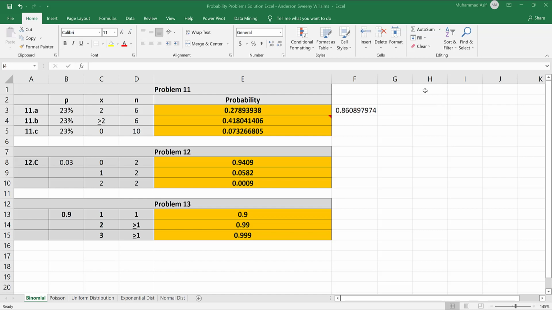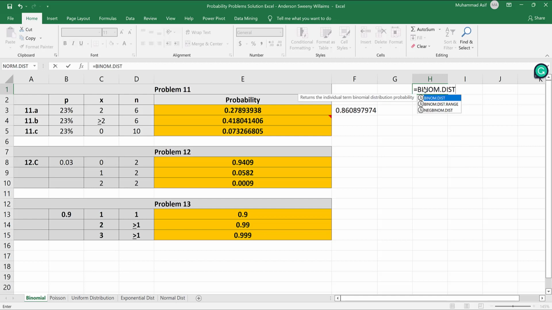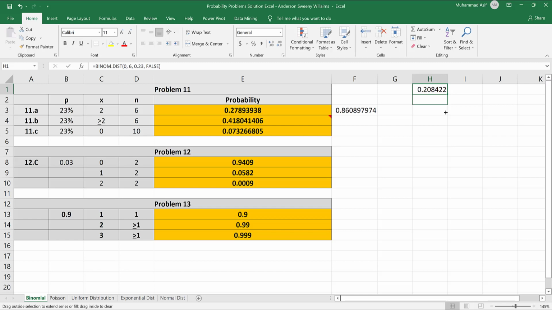So let's say for instance I use the same thing, binom distribution, and 0 and then 6, probability is 0.23, and then I will use false because it's only the probability of 0. So this is the probability of 0, and this one I will change from 0 to 1, and this one I will change to 2. Now this is the probability of 0, 1, and 2. The values of n and p remain the same, only the value of x is changing.